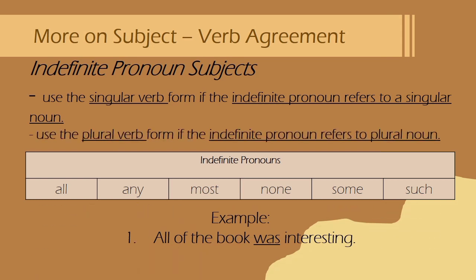And use the plural verb form if the indefinite pronoun refers to a plural noun. For example, all of the books were interesting. All is our indefinite pronoun, and it refers to the noun books, which is plural. Therefore, we use the plural verb were. So all of the books were interesting.